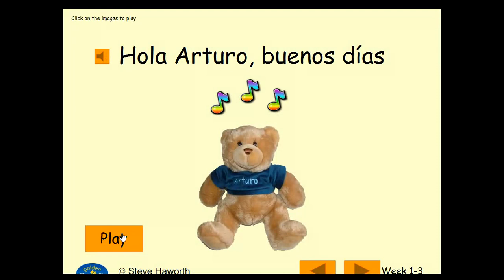Super. I'm hoping lots of you are singing along to that. Okay, buenos días. Does anybody remember what that means? So this is a phrase you would use particularly in the morning. Maybe we would say it on the Zooms. It might be interesting if some of you start to say it on the Zooms. So well done. Buenos días means good morning.